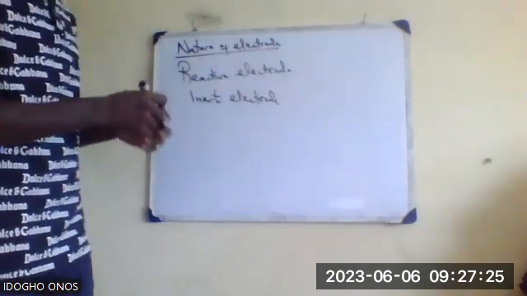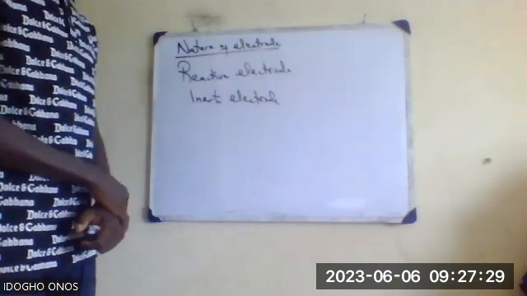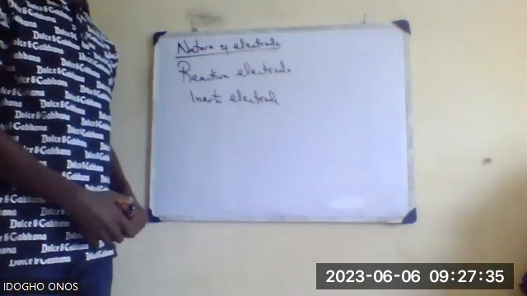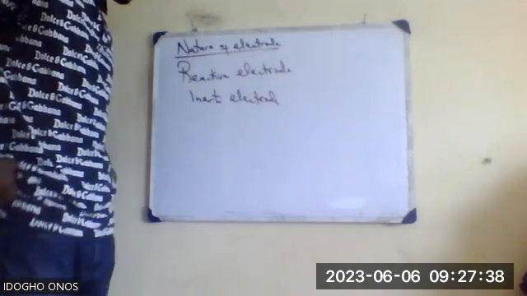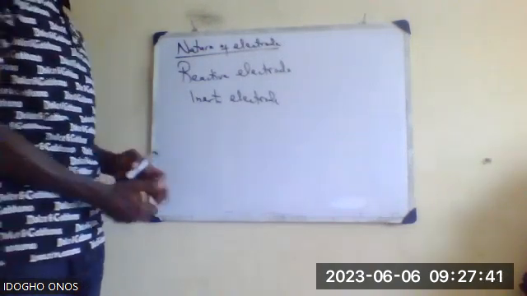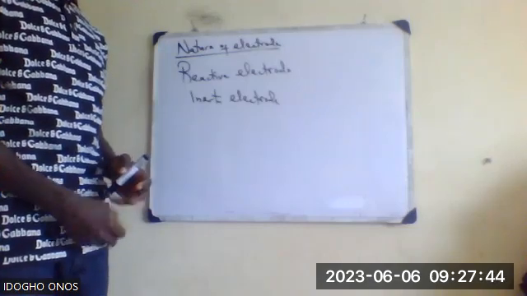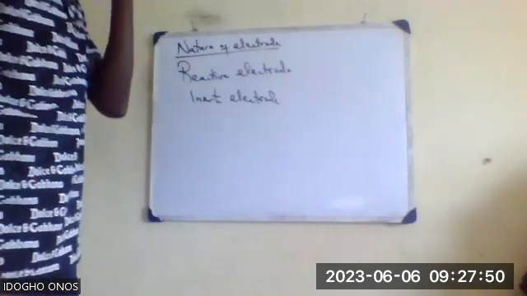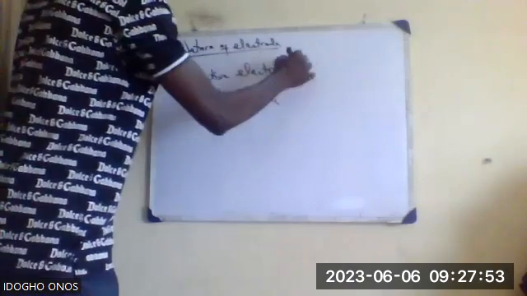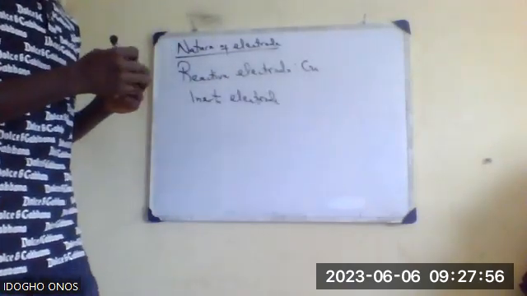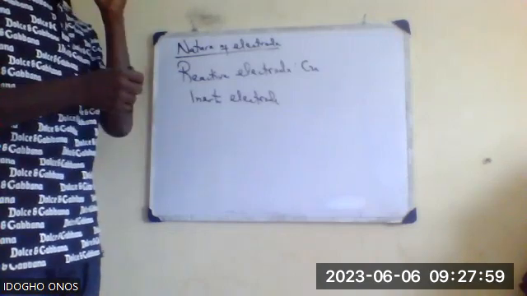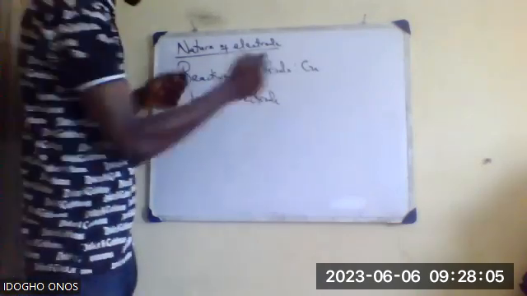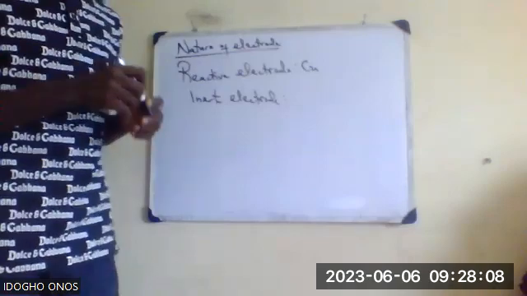Can someone give me an example of a reactive electrode based on our class yesterday? Now I'm not going to be pointing names because I might call someone who was not in the class yesterday. So, can someone just give me an example of a reactive electrode? I didn't say define, just an example. Copper. Okay, copper. Very correct. Then for an inert electrode, example: graphite, carbon. Graphite. Thank you as well.